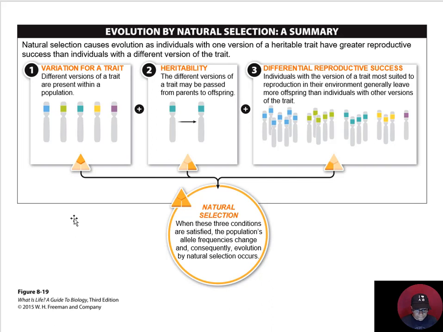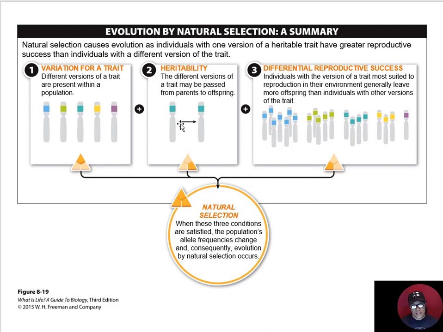So in summary, natural selection causes evolution as individuals with one version of a heritable trait have greater reproductive success than individuals with a different version of the trait, right? And so in order for this to happen, number one, you have to have different versions of the trait. Okay, that's just common sense, right? So you have to have variations for a trait. Number two, it has to be heritable. So these different versions of the trait have to be passed down from parent to offspring.